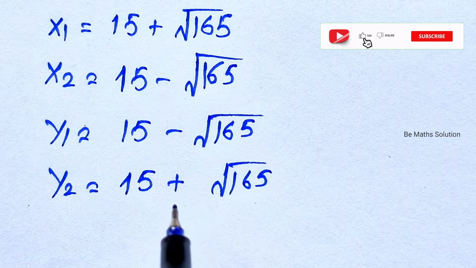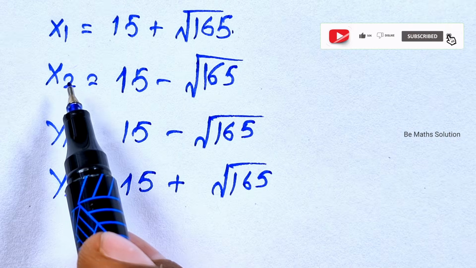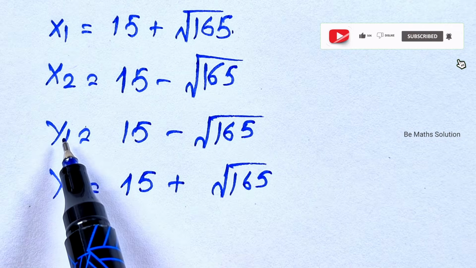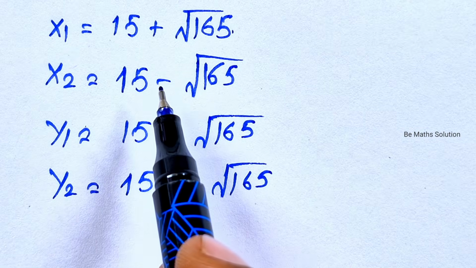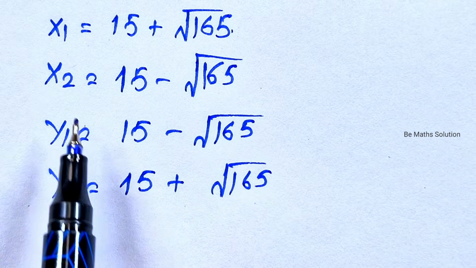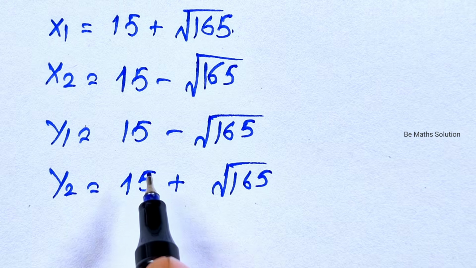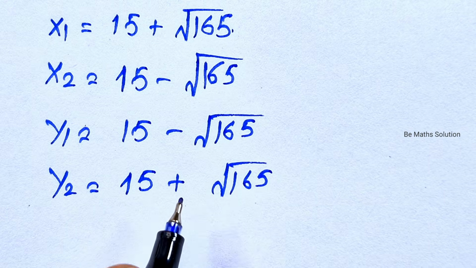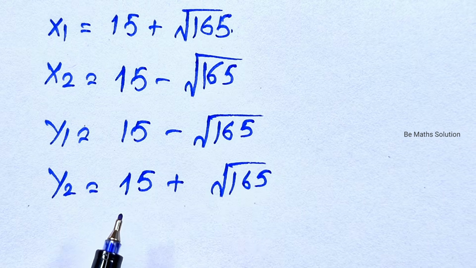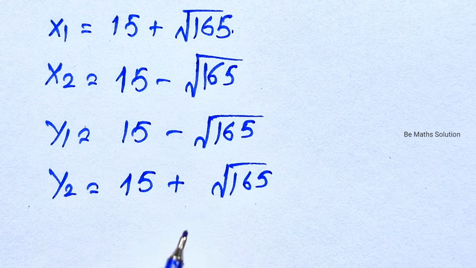Now our conclusion: from the first solution, x1 and y1 are equal to this, and from the second solution, x2 and y2. So these are all the solutions of our problem. Now in the next step, let's check if these answers are correct.